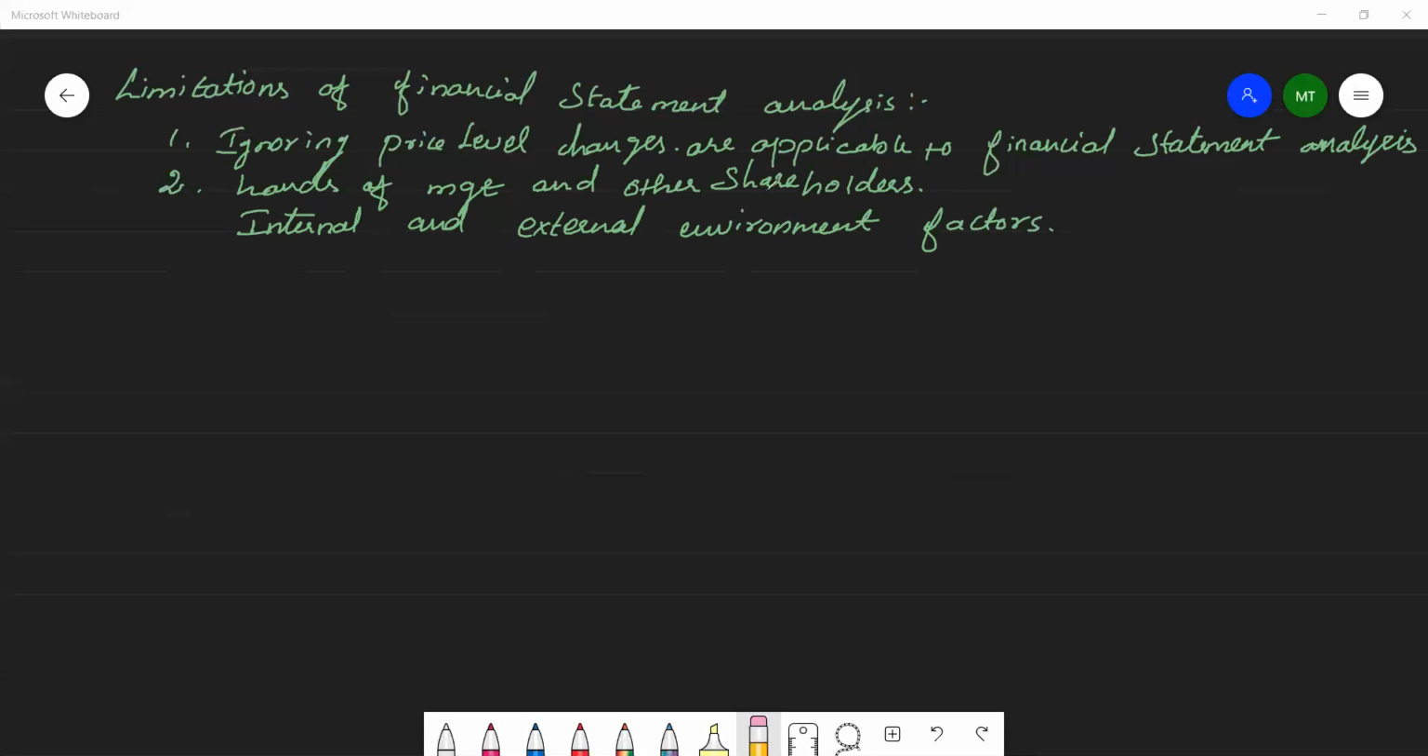Only regard internal and external environment factors. Okay, then third one, expert knowledge is required in analyzing the financial statement analysis. So financial statements analyze panna expert knowledge. Okay, this is a limitation. So expert knowledge.